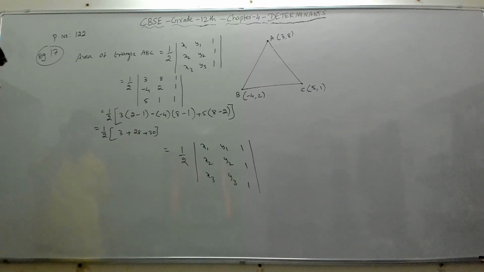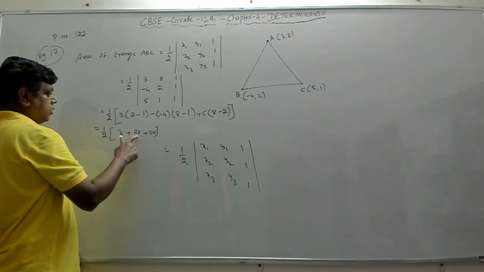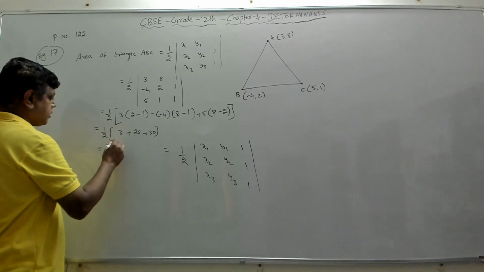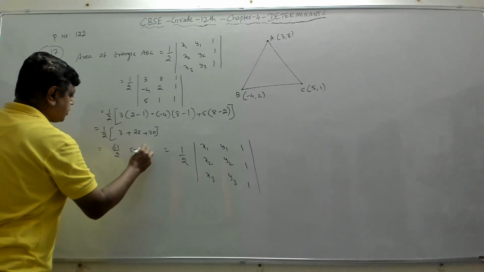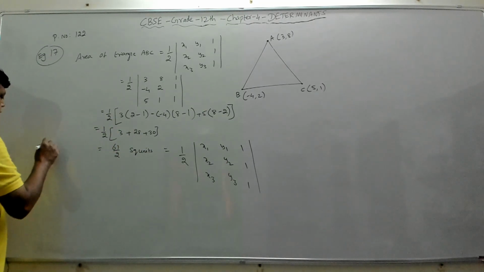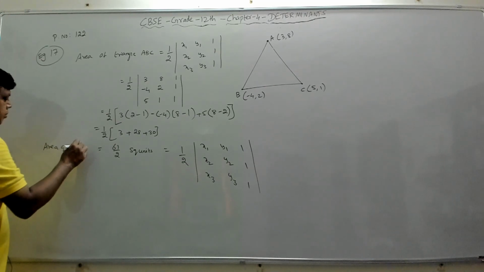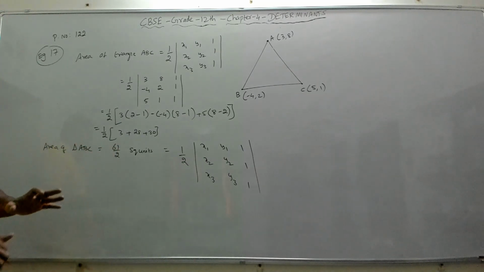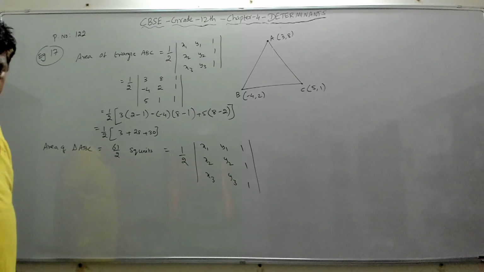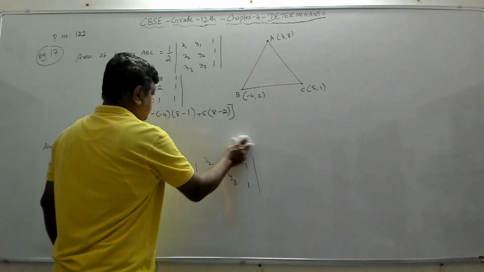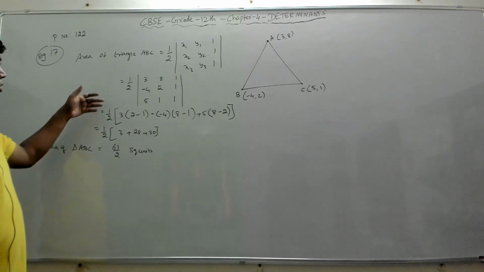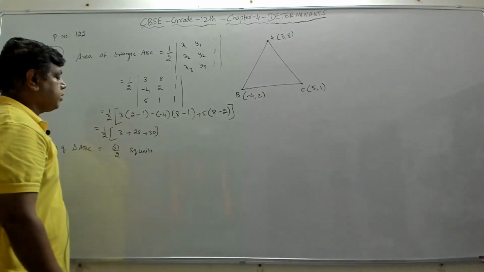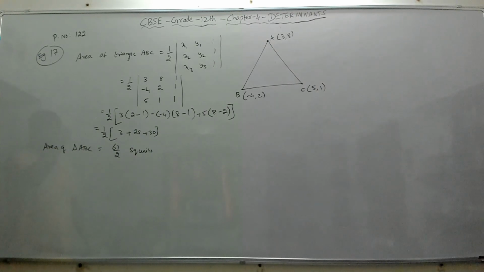Now, if you add all this, what do we get? 30, 28, 3 is 51, 61 by 2. So your area is 61 by 2 square units. So your area of triangle ABC is this. So we have found the area of the triangle using determinants. Fine. So here I have expanded along column 1. You can expand along row 1 also, doesn't matter. Fine. So all of you can pause the video and take the notes.